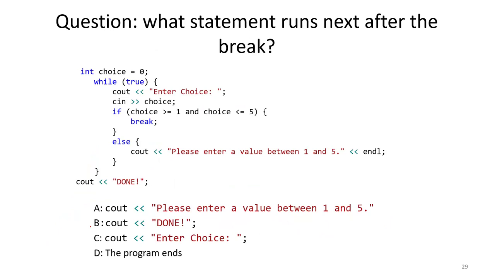Let's do a quick practice question here. So once again, we have some sample code, and here we want to enter a choice. We have a while loop, and notice inside our while loop, we have an if statement. If we were given a certain value for our choice, then we break. Question is, after this break statement runs, what statement triggers next?